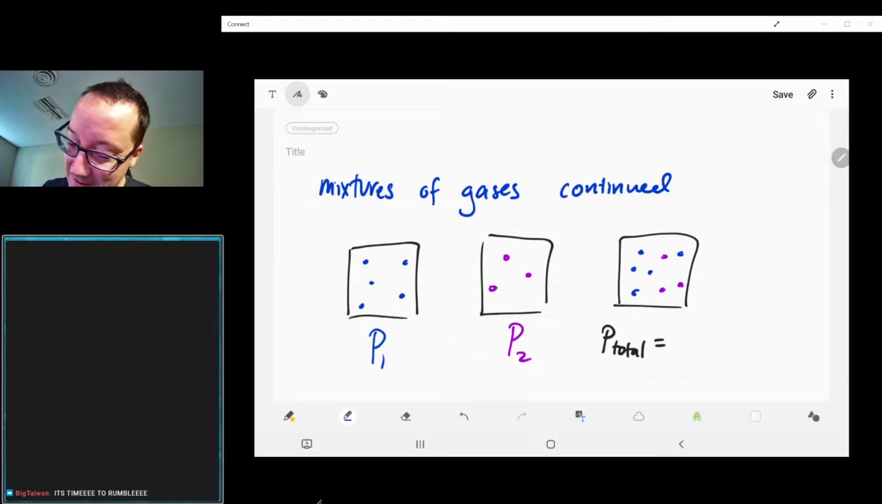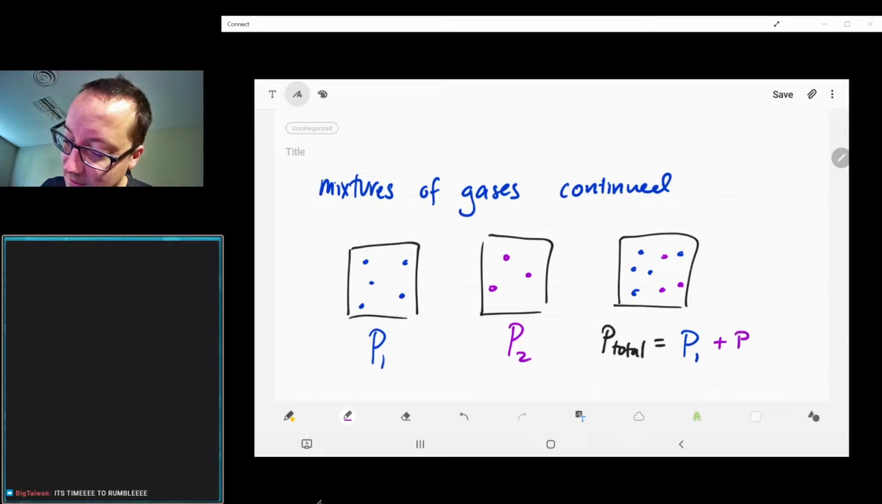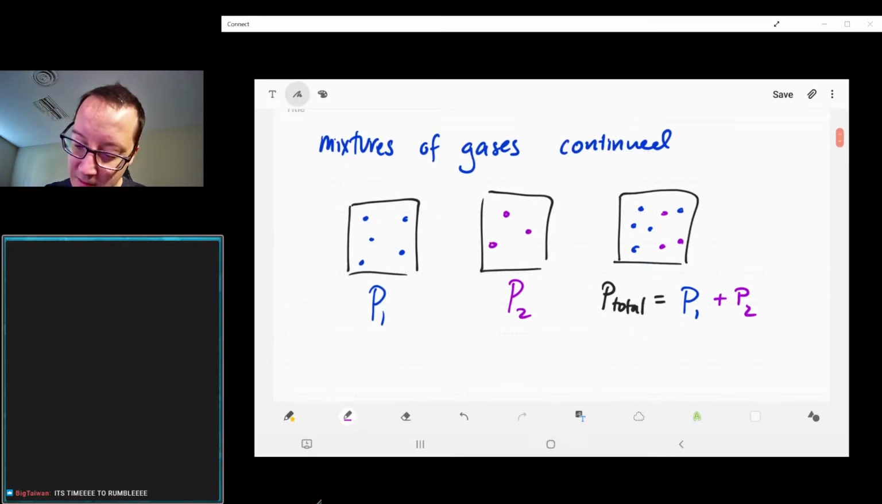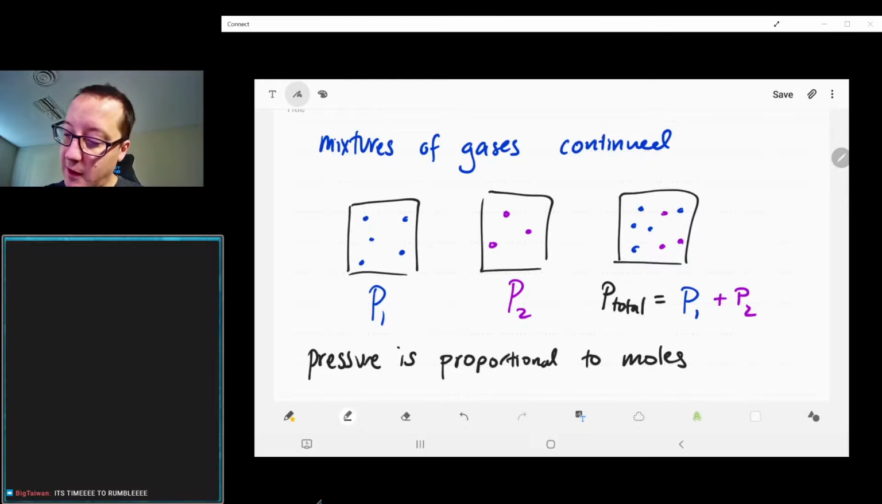So the total pressure, of course, would be equal to the pressure made by the blue gas and the pressure made by the purple gas. So that's how we're going to look at mixtures. And since we know that pressure is proportional to moles, we're going to look at that idea of the mole fraction again.